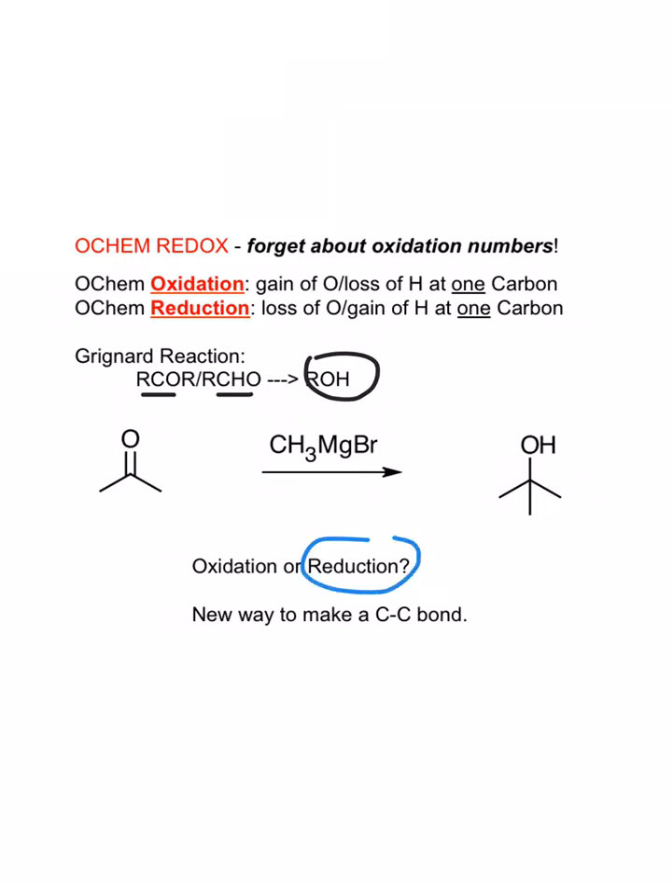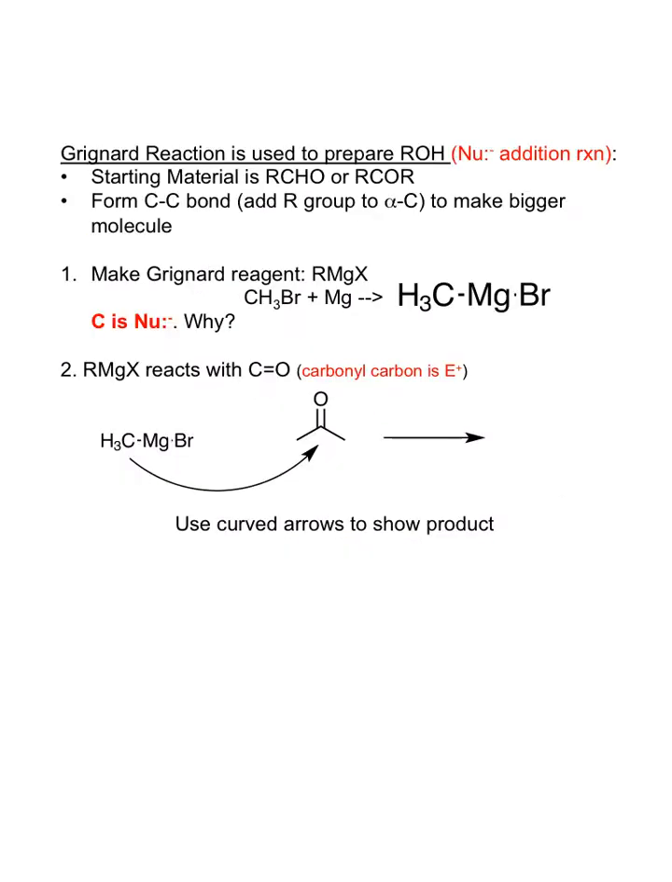Note that this ketone has two oxygens bonded to this carbon. The alcohol has only one oxygen, so it's a reduction reaction. Note that it's also a way to make a carbon-carbon bond, very useful in synthesis. In the Grignard reaction, an aldehyde or ketone reacts with the Grignard reagent to form an alcohol, and a carbon-carbon bond forms, so it makes a bigger molecule.